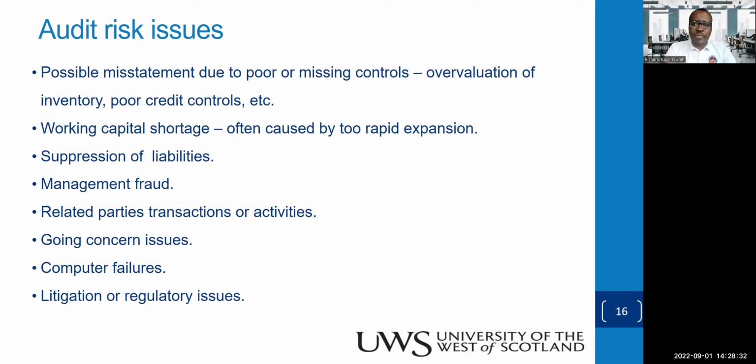Okay, suppression of liabilities, it happens, and when you look at some of the real world of auditing, you see examples of these clients being audited and they try to suppress liabilities, management fraud, okay, related party transactions and activities, going concern issues, computer failures, IT risks, okay, and other regulatory issues or litigation issues that may have been burdening the organization. So these are audit risk areas we need to consider, so that at the end of the day, we don't end up drawing wrong conclusions or issuing a wrong opinion.